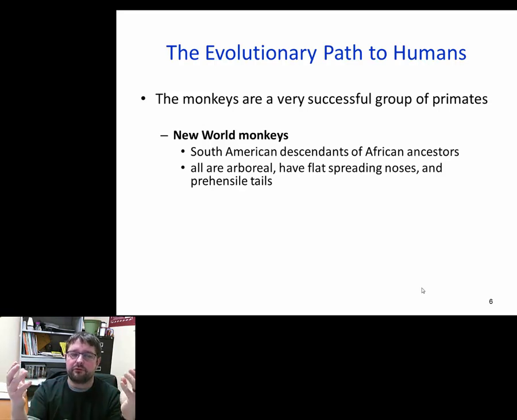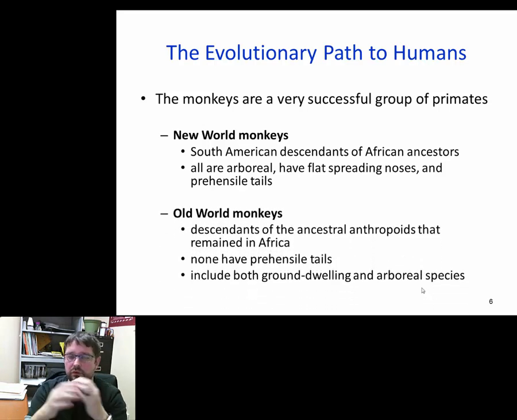Now, there's one way to definitely tell if we're dealing with a New World monkey, and that is they're arboreal still, and they have prehensile tails. So their tails have the ability to grasp and grab onto branches. Old World monkeys are monkeys that occurred and evolved in Africa. There are still some arboreal Old World monkeys, but a lot of them are more ground-dwelling, and none of them have prehensile tails.